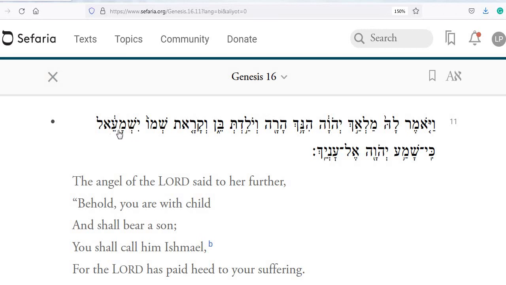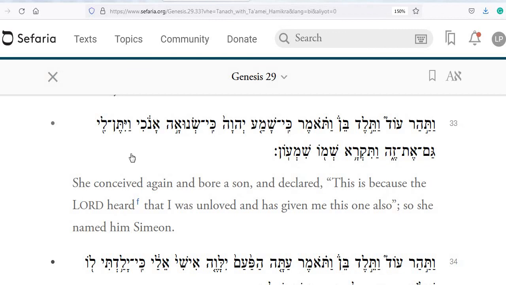It contains the word Shema, as in Shema Yisrael, and here it's Shema Hashem, the name of Hashem. So Shema, Hashem heard. It's very interesting to me as well, because you hear this repeated elsewhere. This is with Leah. She conceived again and bore a son and declared, this is because the Lord heard that I was unloved and has given me this one also. She named him Simeon. We can see Shema is also in here, in Simeon's name.